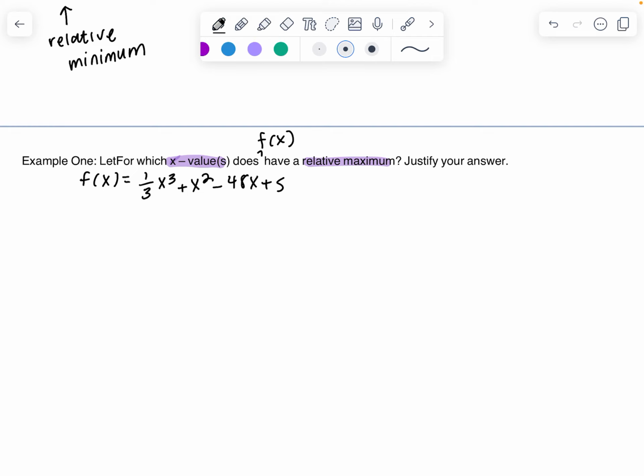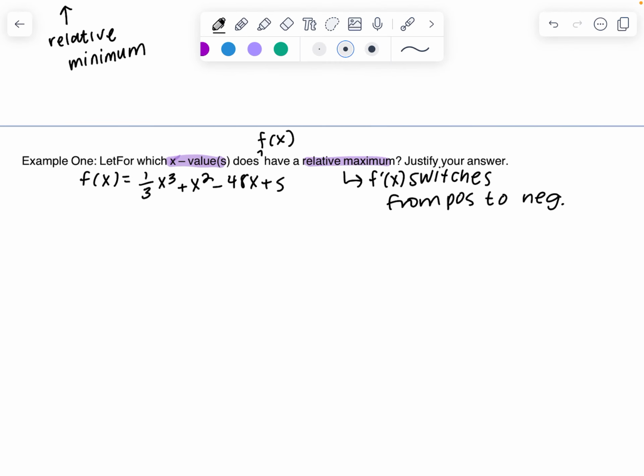If we're given the original function, the place that we're going to see a relative maximum based on the definition is where the derivative switches from positive to negative. That's what we're trying to figure out in this problem: where does our derivative switch from positive to negative, because based on our definition of the first derivative test, that is where that will be.